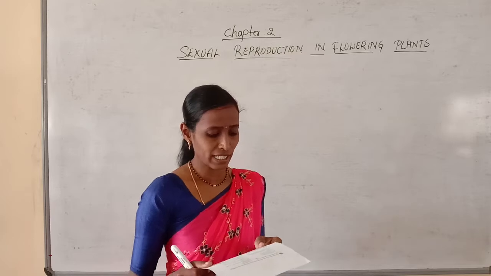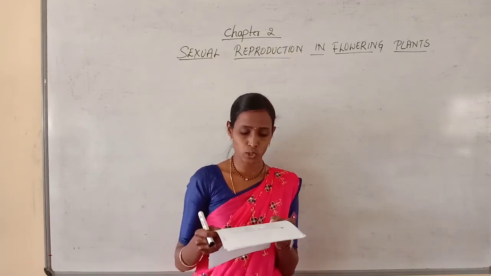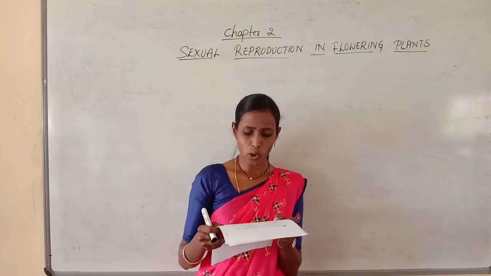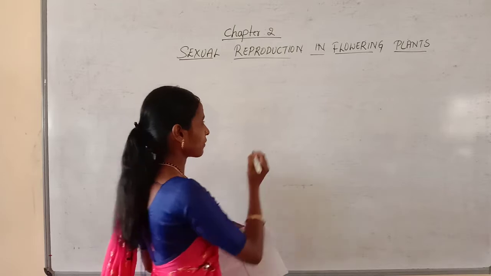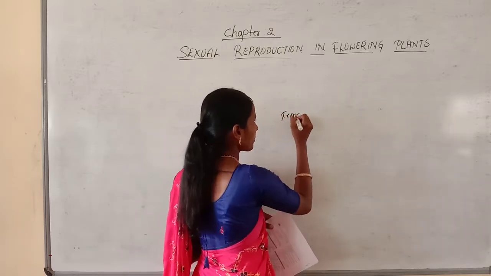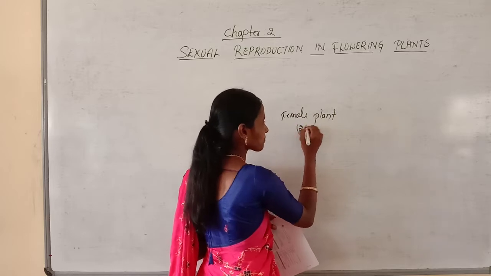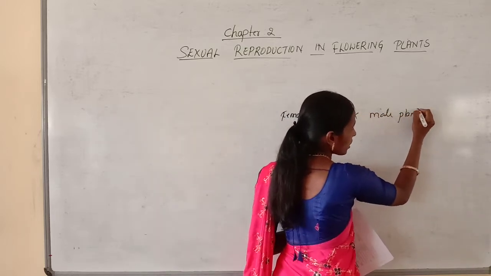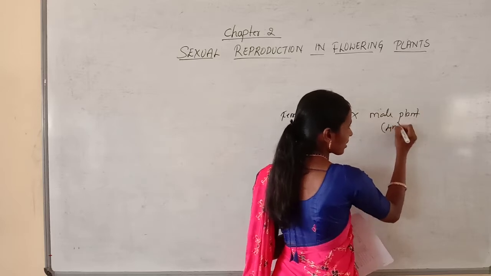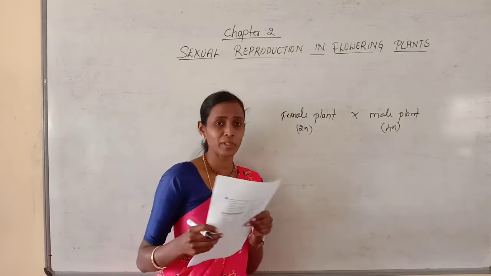So the question is, a diploid female plant and a tetraploid male plant are crossed, then the ploidy of the endosperm should be. So here first we will write, they have given the female plant. So the female plant ploidy is 2n, which is crossed with a male plant. Their ploidy is tetraploid. That's why I have written 4n. And they are asking about the ploidy of the endosperm.